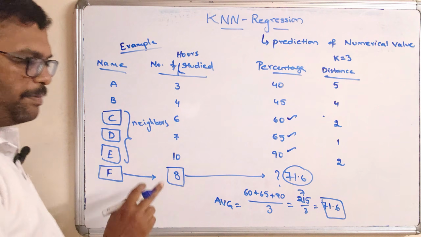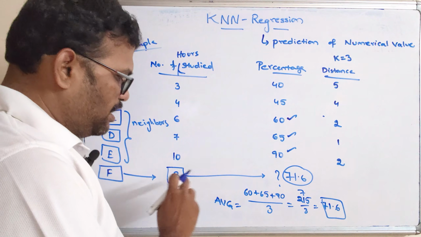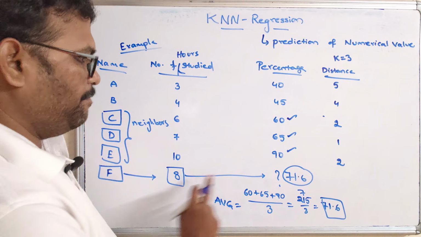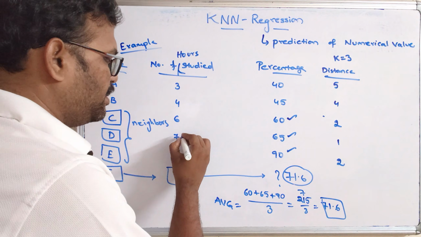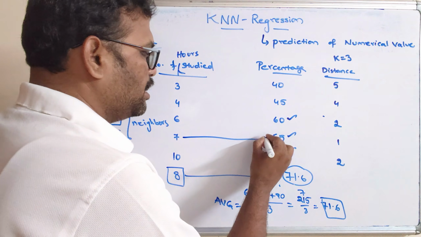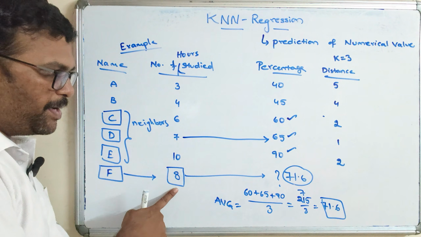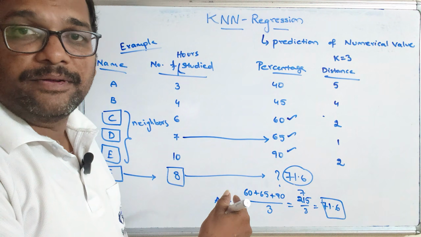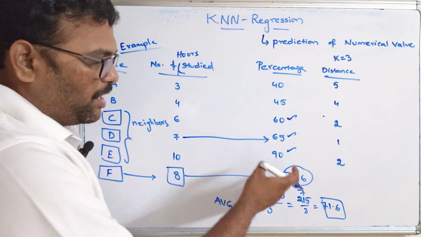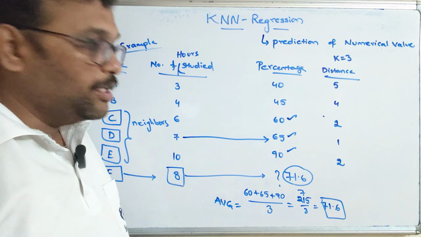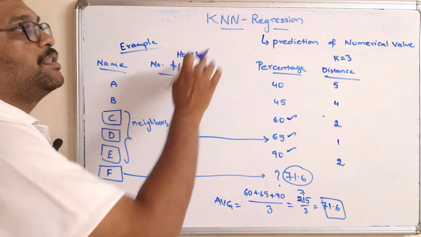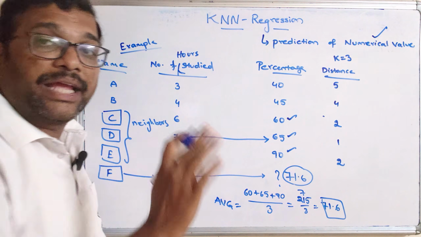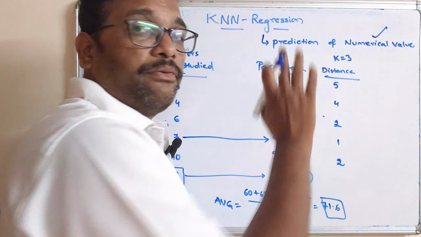71.6 is a prediction. If a person studies some 8 hours, the predicted percentage will be 71.6. If the person studies 7 hours, the prediction is 65, and if a person studies 8 hours, the prediction is 71.6. So the student may get around 71.6 percentage. So this is how we need to implement this KNN regression. Regression means numerical value, not the categorization. It is prediction of numerical value.